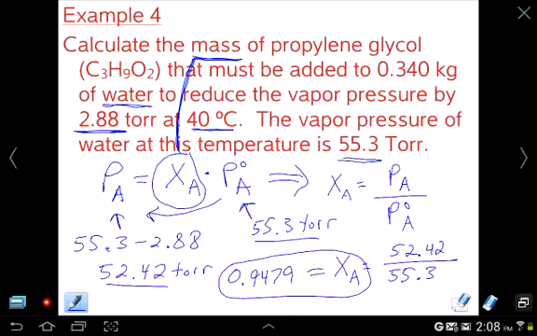Now we're adding 0.340 kilograms of water. That's how much water we have. And the question is, how much of this substance do we add to it? So we're going to have to undo this idea of mole fraction on the next page. So we got 0.9479 as our mole fraction of A. So this is what we have to work with.